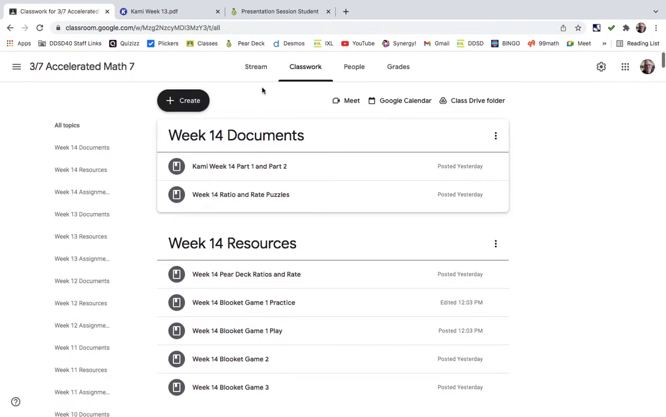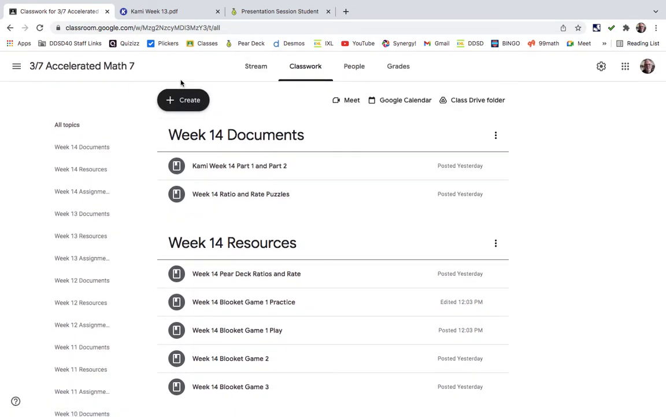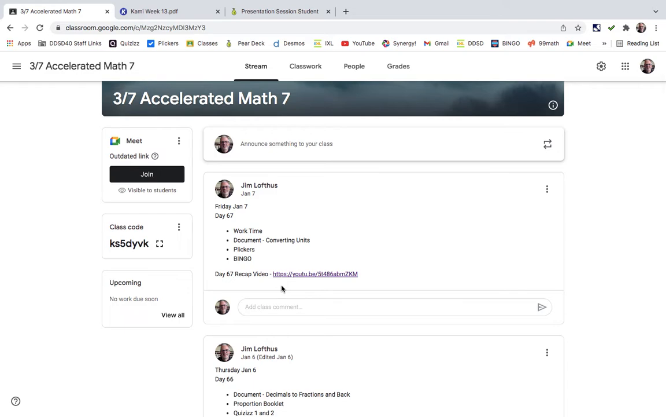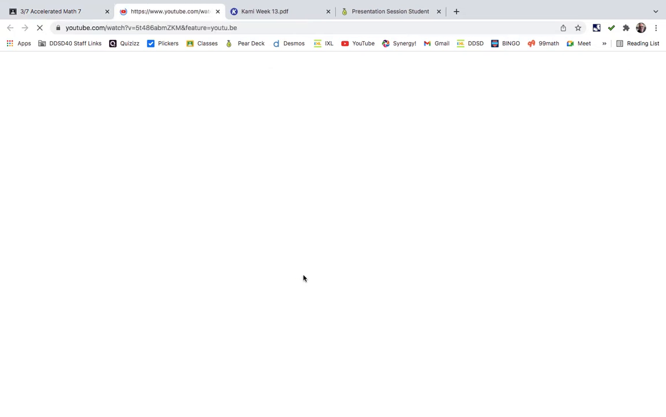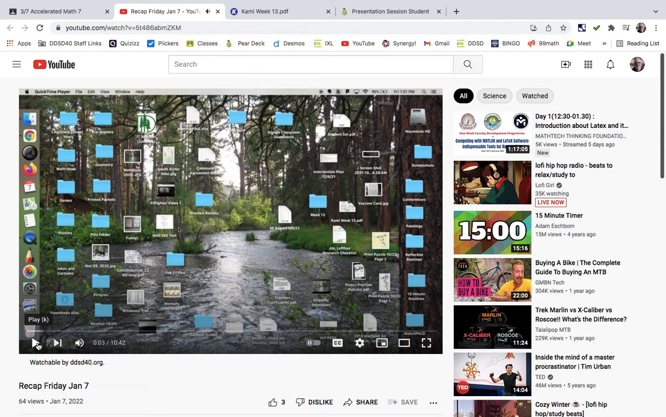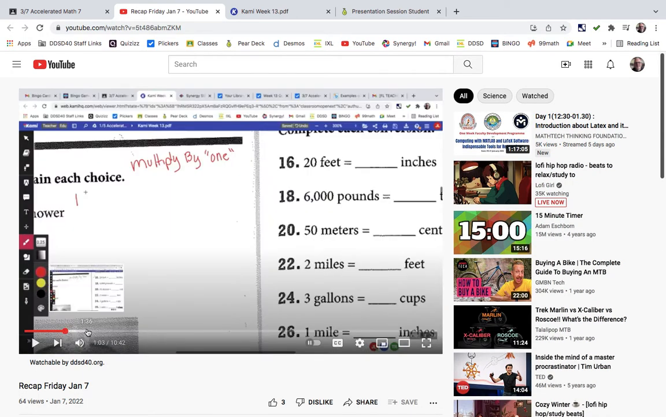And finally, let's go to the stream. I'd like you to add to your new booklet, your proportions booklet. And if you don't have a proportions booklet, just put this on a piece of paper, and when you get back, we'll put it into your booklet. But I want you to get some of these examples from the Day 67 recap video. If you go here and watch this video, there are 5 or 6 examples. I'm not going to play it, I'll just fast forward through it.